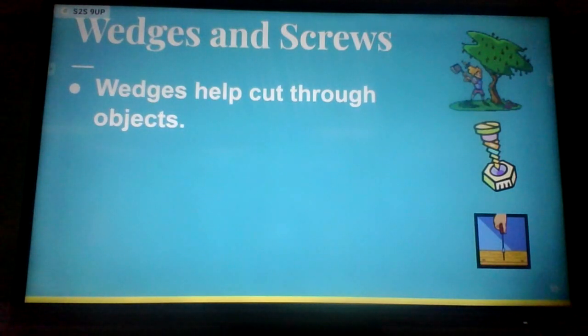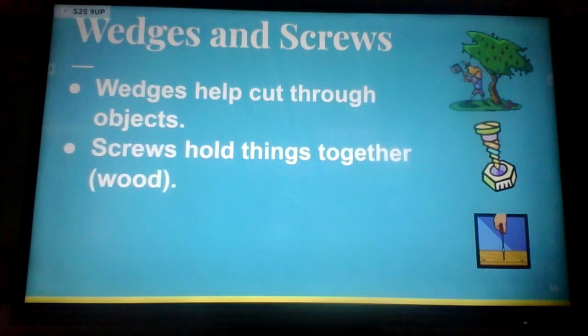Wedges are actually inclined planes back to back, sharpened to help us cut through. So think of scissors. Those are wedges. Screws have two main jobs also. Number one is to hold things together. You screw two boards together when you're building something. Screws can also dig, so construction workers may use very large screws to dig straight down into the dirt, pull out the dirt, and insert something like a telephone pole. So screws hold things together or dig and pull dirt out, or maybe a lot of wood.